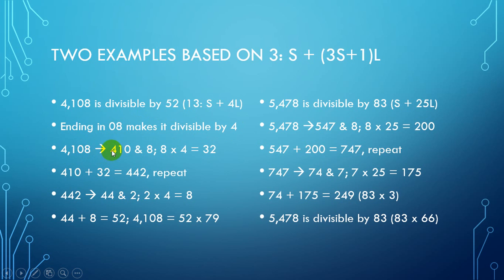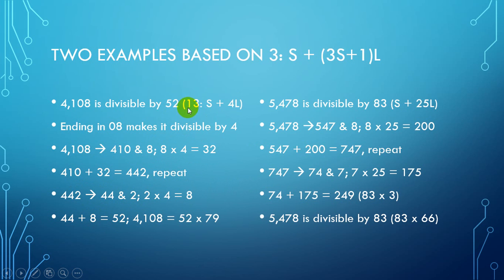4,108 breaks down into 410 and 8. So you multiply 8 by 4, gives you 32, and remember, you're adding 32 back to this number, 410. And that gives you, when you add, 442. So let's repeat this until we get a clear multiple of 13. 442, you break into 44 and 2, and again, you're taking 2 times 4, that's 8. So now 44 plus 8, guess what? That gives us 52, which definitely tells you that it's divisible by 13.